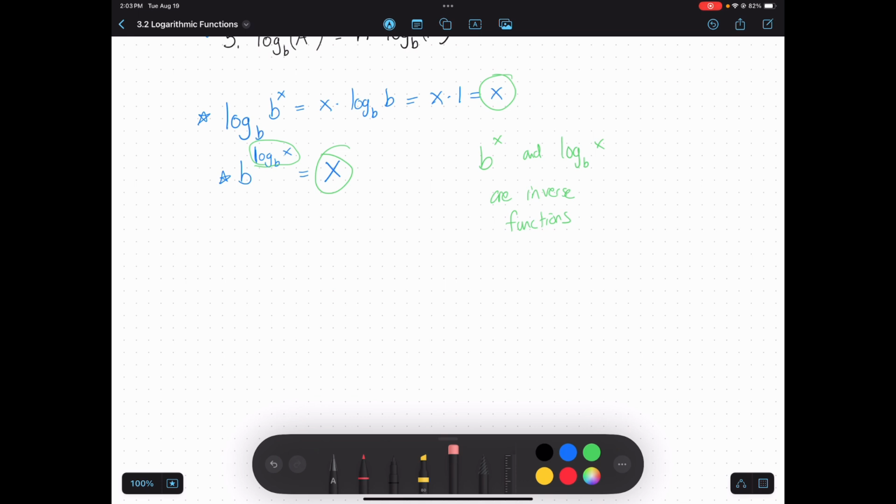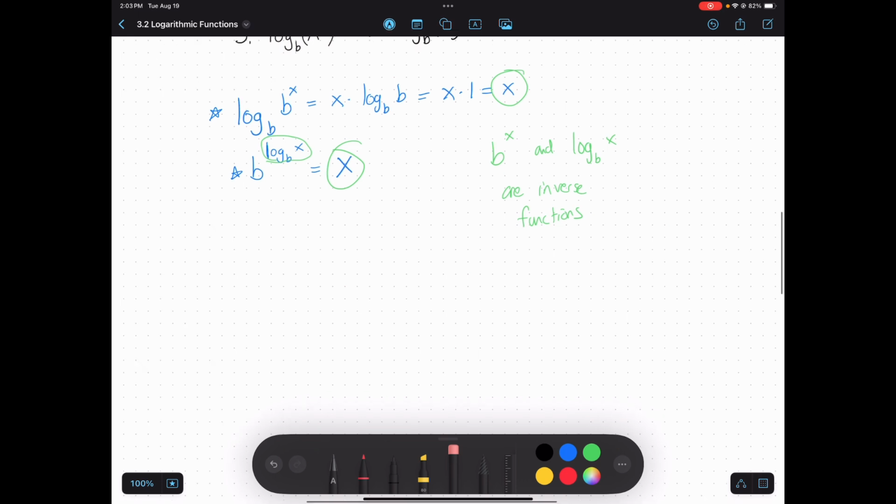When do we like to undo functions? Well, that's when we're solving equations. So now if I'm solving an exponential equation, I can use a logarithmic function to undo that equation. If you look at your calculator, you'll notice there are certain logarithmic functions that we use more than other ones, right? I can have log of any base. I can have log base 2, log base 5, log base 7, right?